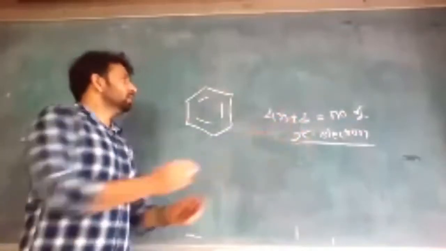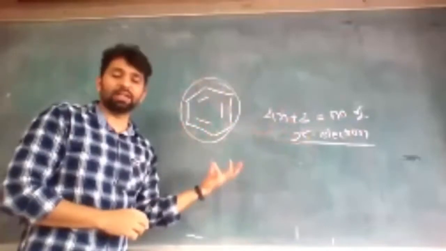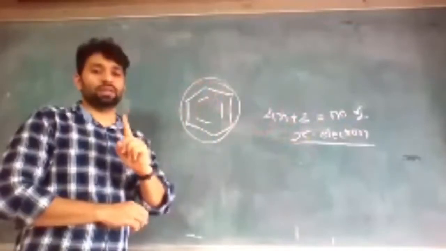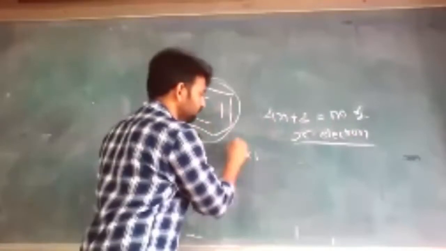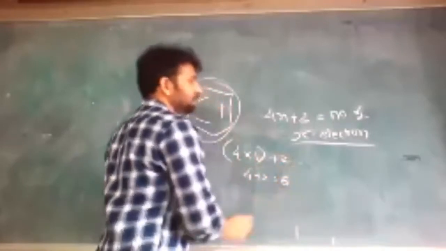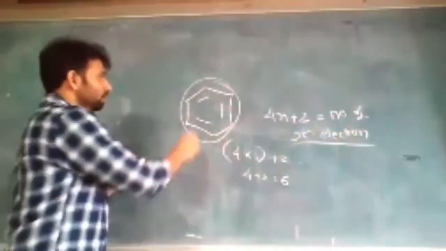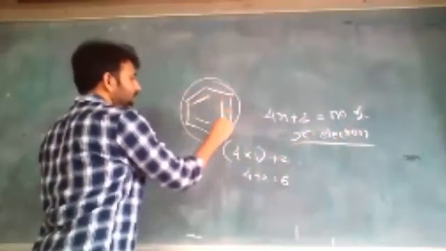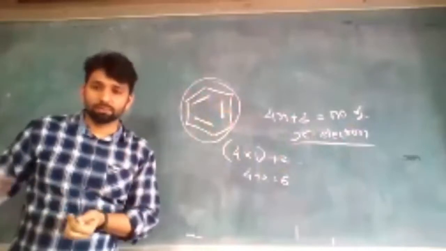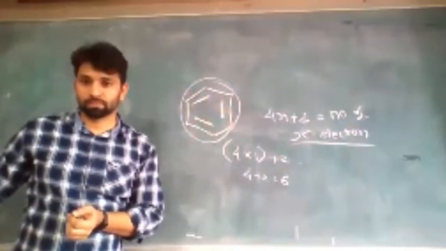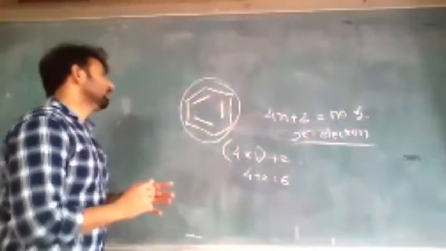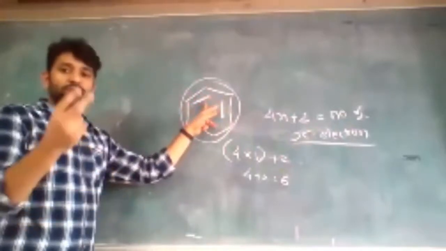What is n? n is the number of cyclic rings. So how many cyclic rings are present in benzene? Benzene has only one ring. So 4 multiplied by 1 is 4, plus 2 is equal to 6. Now count the number of pi electrons. Pi electron means what? Wherever there is a double bond, there is one pi electron from each carbon. Wherever there is a triple bond, there are two pi electrons.